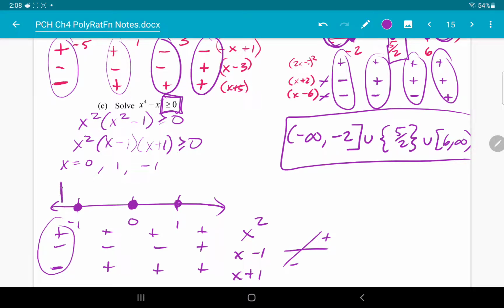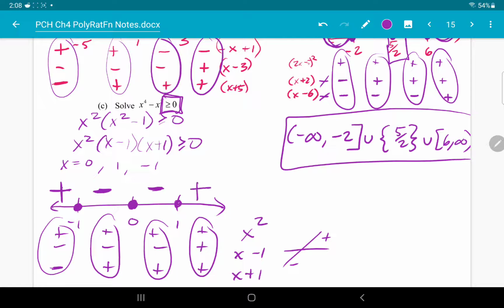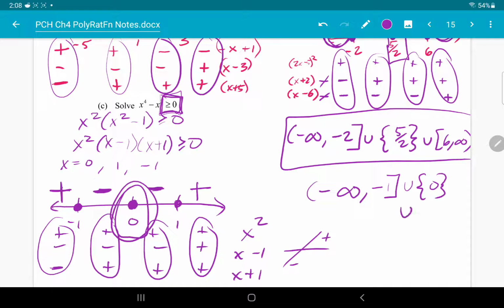Let's see what we get. This is a positive value. This is negative. This is negative. This is positive. So since we want greater than or equal to 0, we're going from negative infinity to negative 1 inclusive, union. Oh, this is the same kind of situation. You can include 0. Union, go from 1 inclusive to infinity. And that'll be your solution for C.